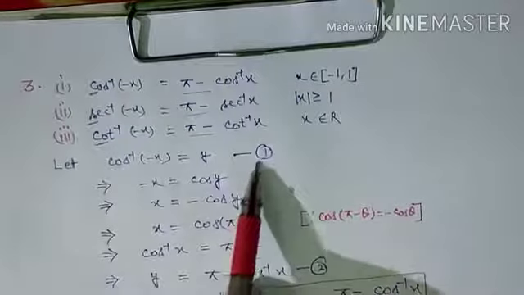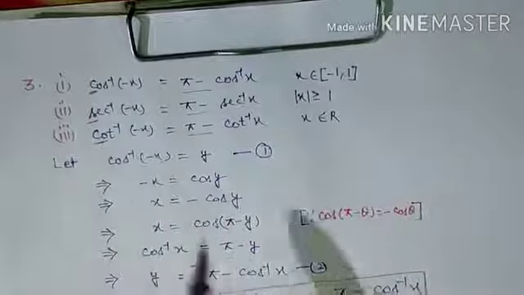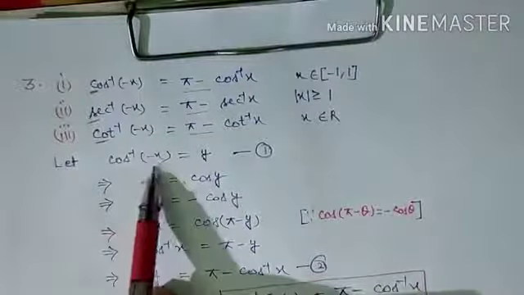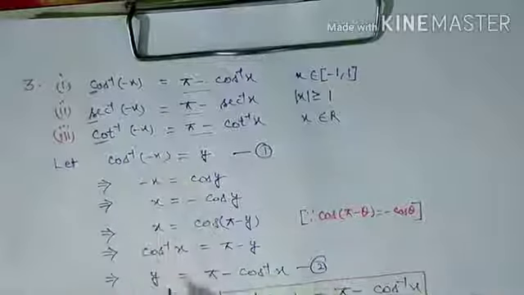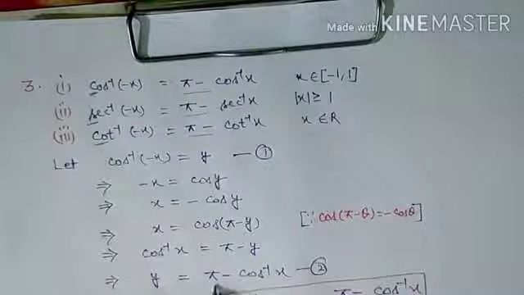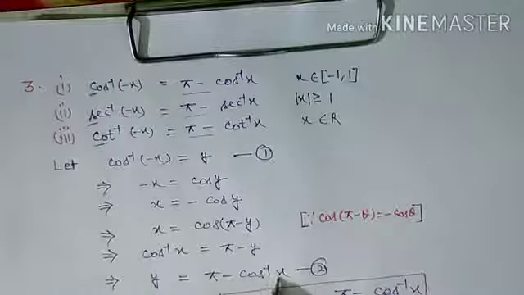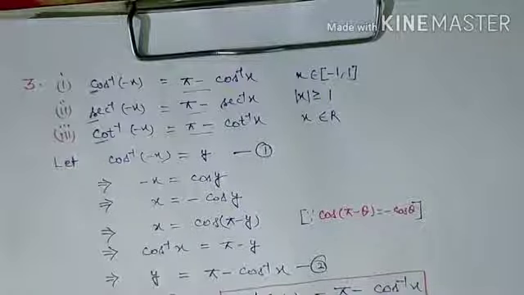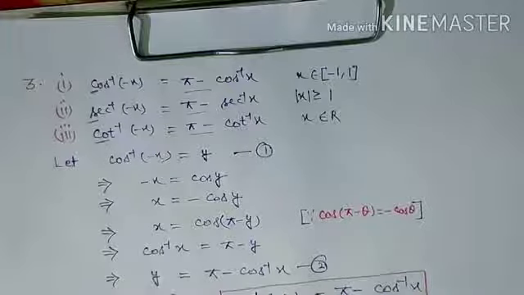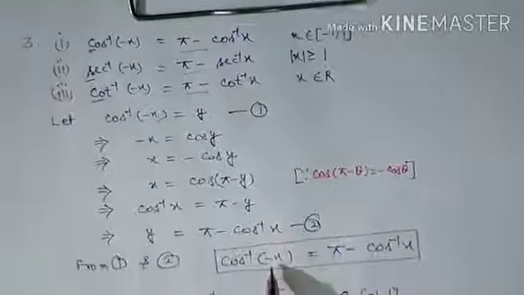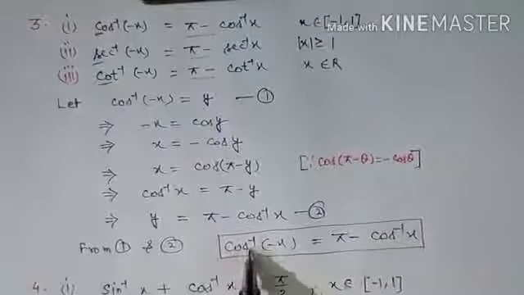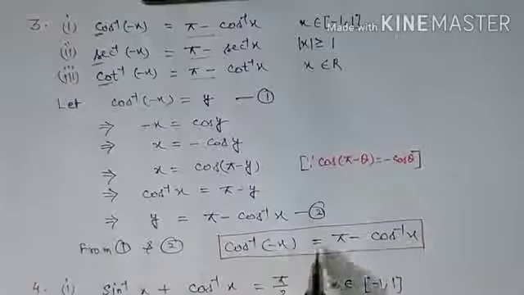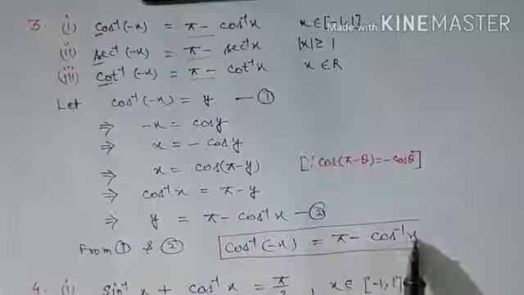You can check from the first and second equation, it is cos inverse of minus x, and here also it is y equals pi minus cos inverse x. So both are equal. So I can say cos inverse of minus x is equal to pi minus cos inverse x.